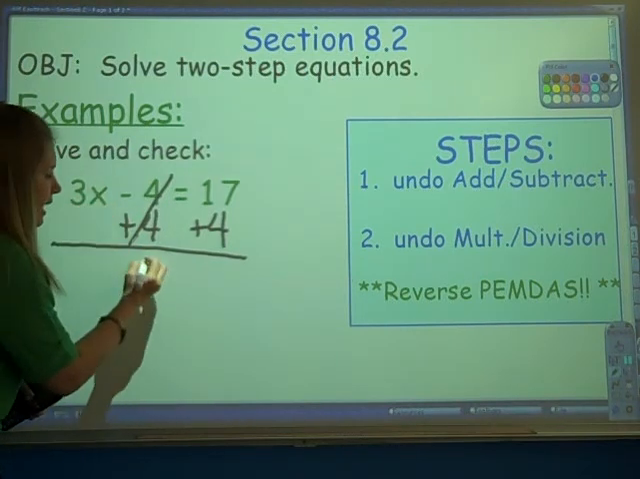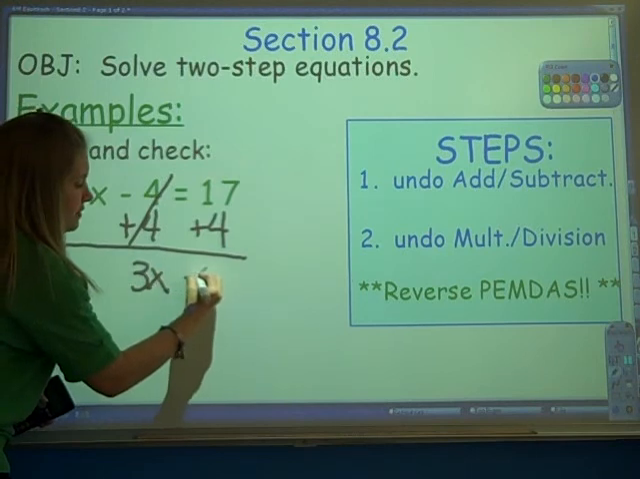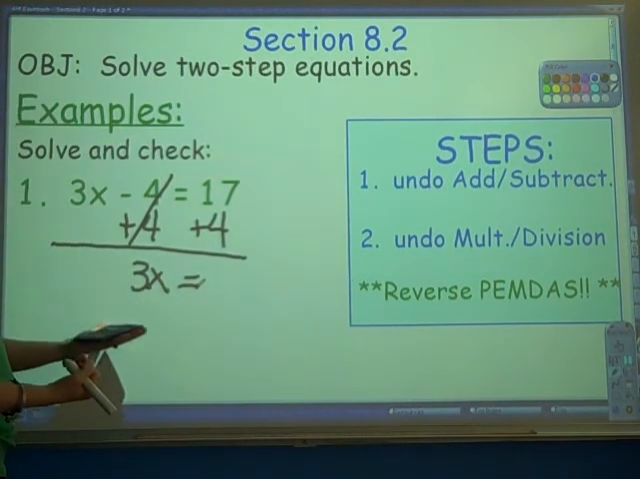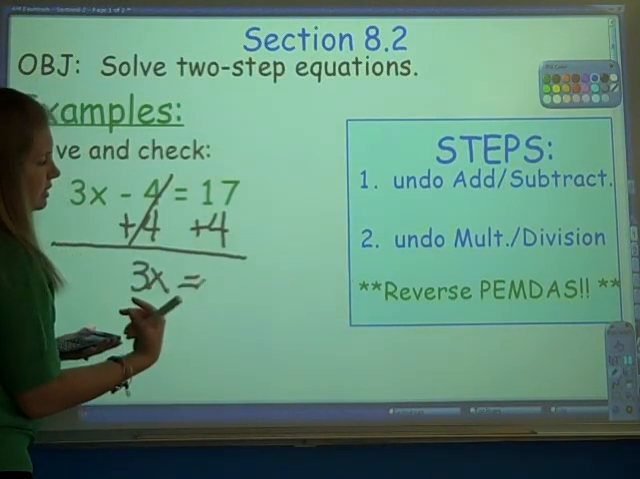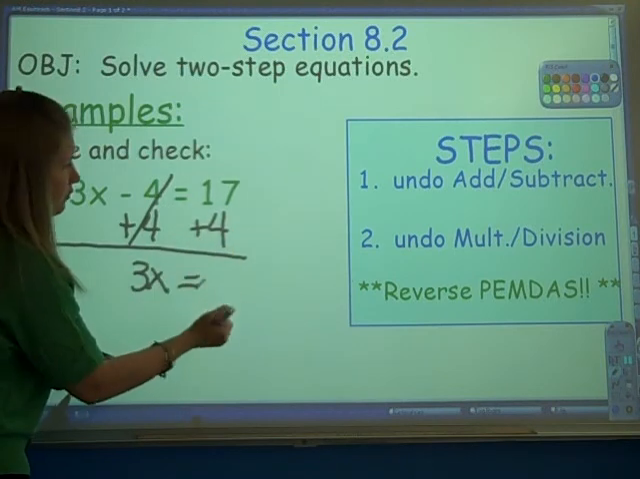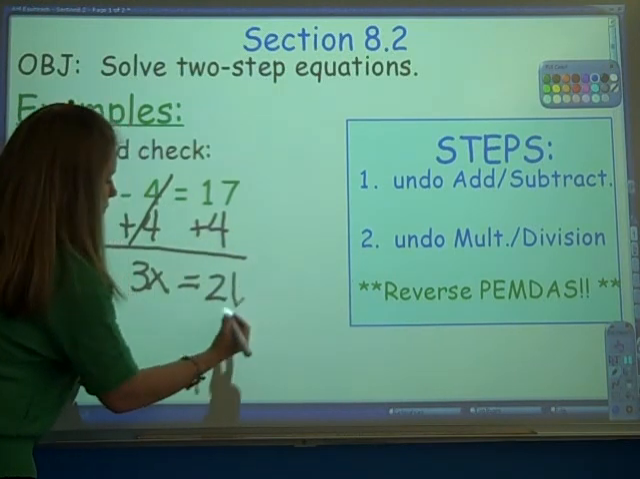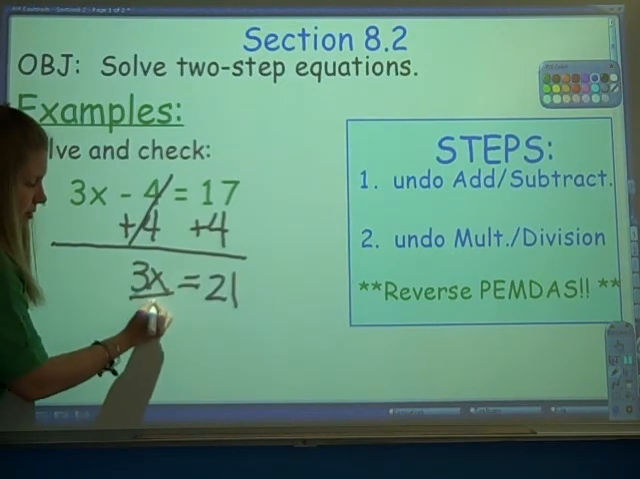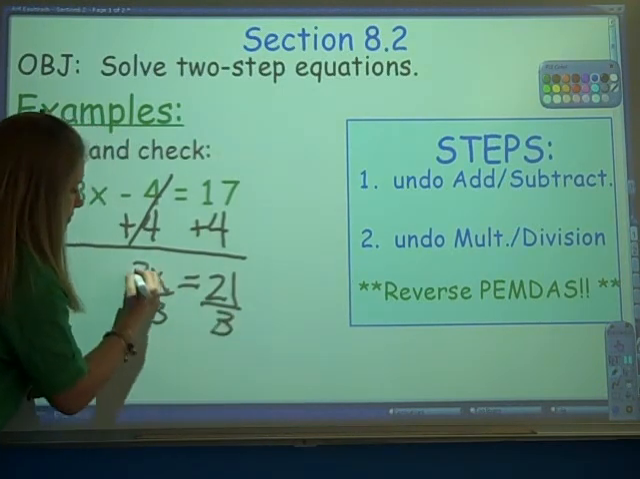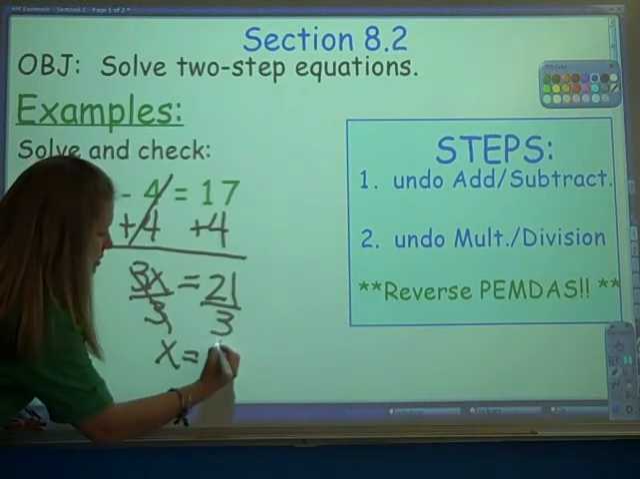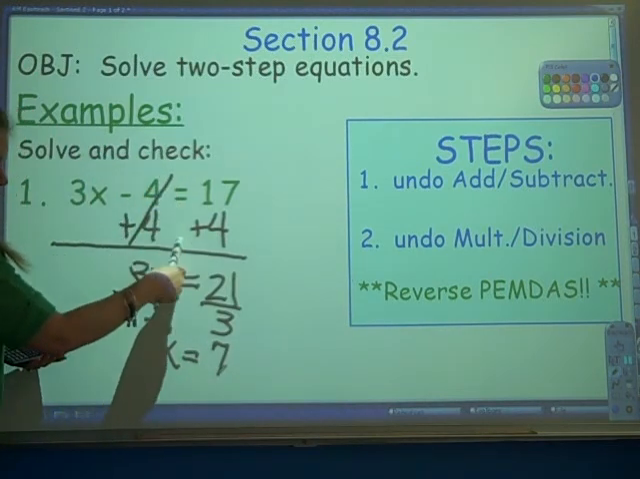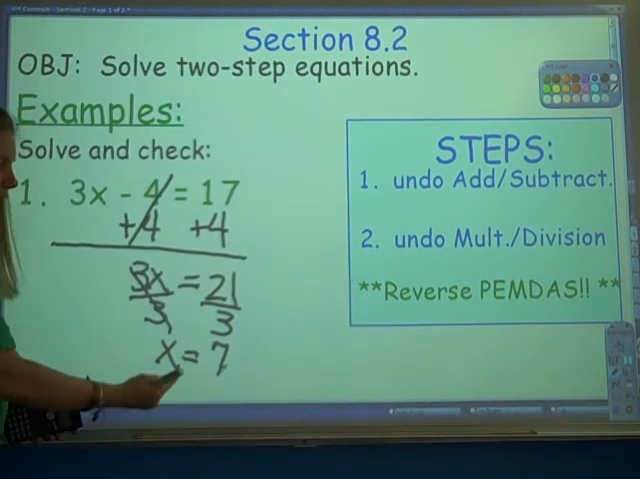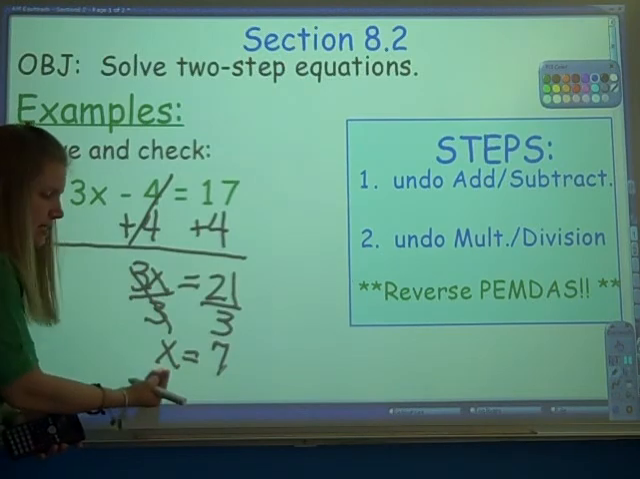You're left with 3x on the left side of the equal sign. So this side has 3x. This side, 17 plus 4 is 21. Then to solve this, you undo the multiplication by dividing both sides by 3. X equals 7. Now notice my equal signs line up all the way down. I have my variable on the left at the end, x equals 7.